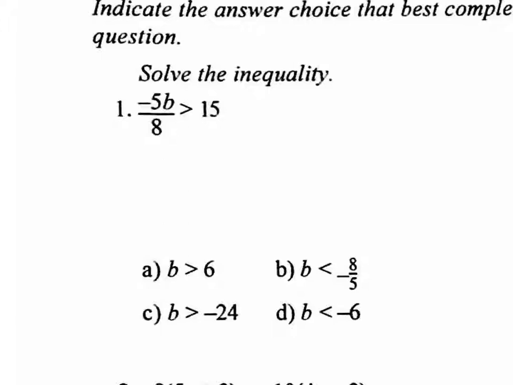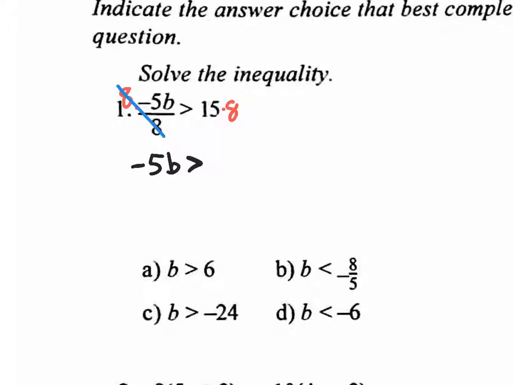Now, the only difference in solving an equation and an inequality is that if you multiply or divide by a negative on your last step, you have to flip the inequality symbol. So let's start solving. Let's get the b by itself. You're obviously going to multiply both sides by 8 to get rid of the fraction. And when you multiply both sides by 8, you're going to end up with negative 5b. We did not flip it because we did not multiply by a negative 8. We multiplied by 8. So it stays the same right now.